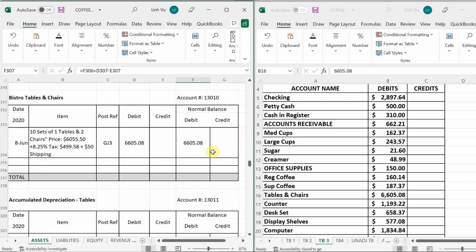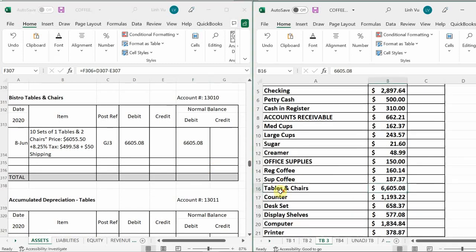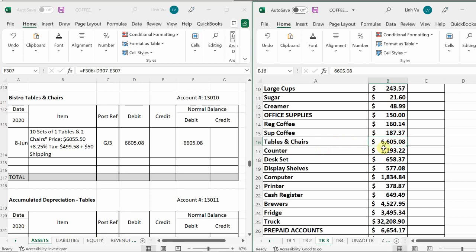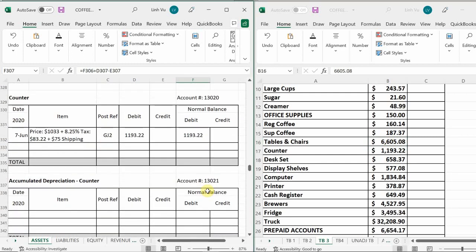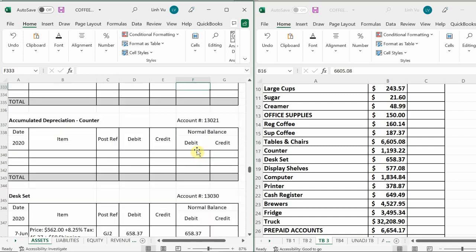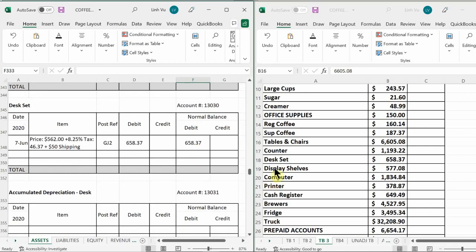Table, we have 6,605.08, right? So here it stays the same. Yes. Okay, no accumulated. What about my counter? 1193.22. Good. They also stay the same. What about my desk set? Desk set 65. This is the same. It stays the same. Good.